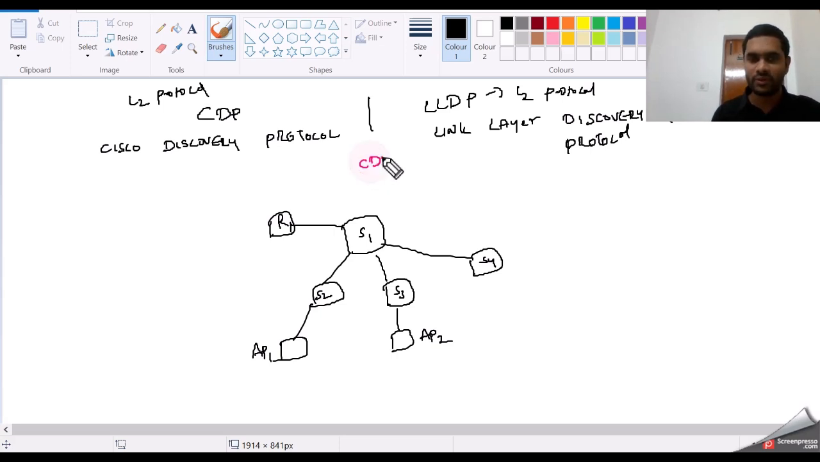So that's why CDP will come. CDP stands for Cisco Discovery Protocol. It will tell the network engineer how the devices are connected to each other and who all the neighbors are.